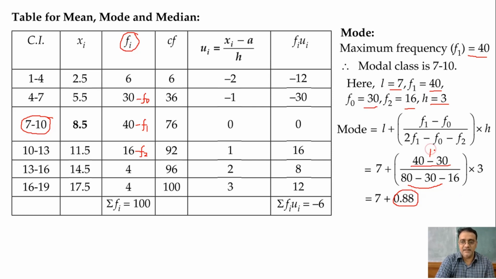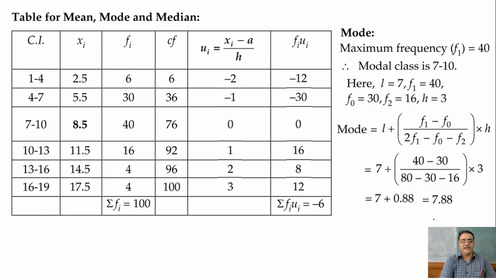यहाँ पे 10 मिलेगा और यहाँ पे मिलेगा 34. ओके, 5, 17. So 15 upon 17 is approximately 0.88. So final answer 7.88. So this is the required mode of the given data.